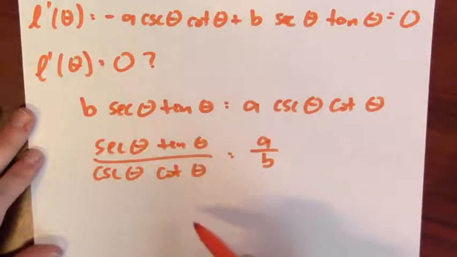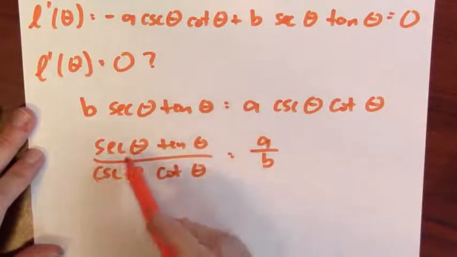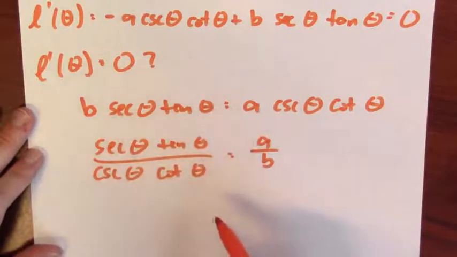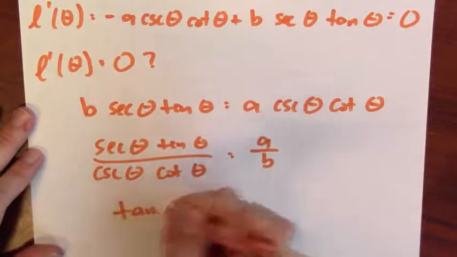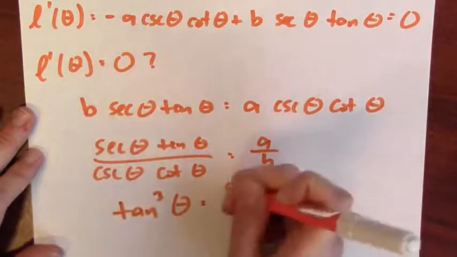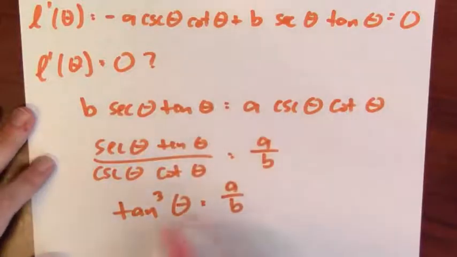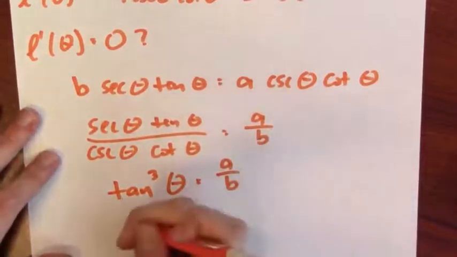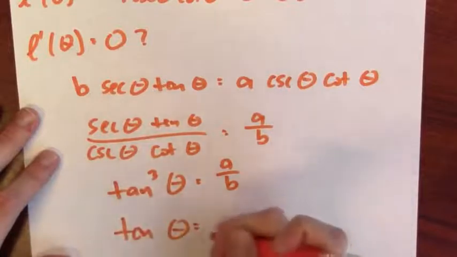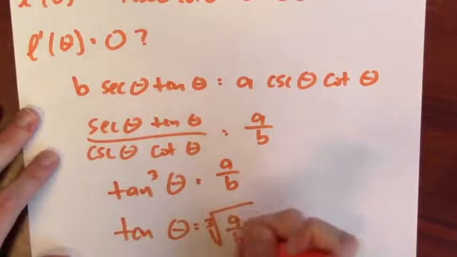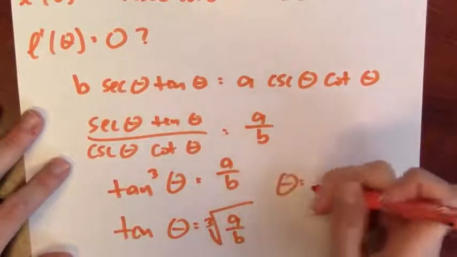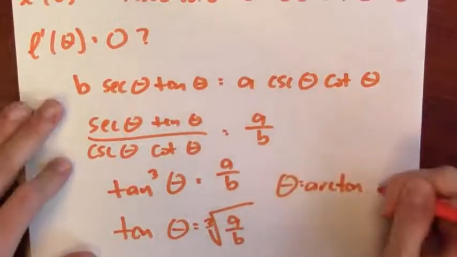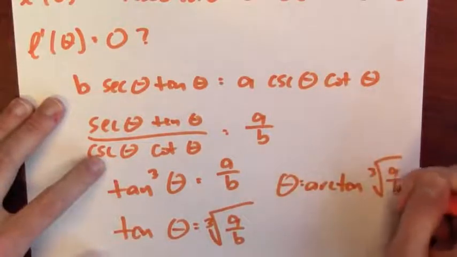Now what do I notice here? Well, dividing by cotangent is as good as multiplying by tangent, and secant over cosecant is actually tangent again. So this is in fact tangent cubed. So I've got tangent cubed theta is equal to a over b. If I take a cube root now, I get that tangent theta is equal to the cube root of a over b. In other words, theta is arctangent the cube root of a over b.